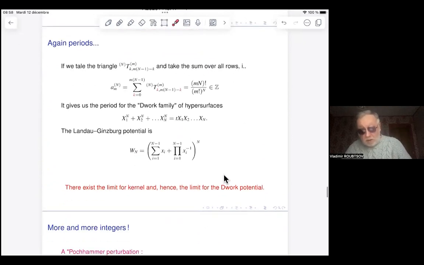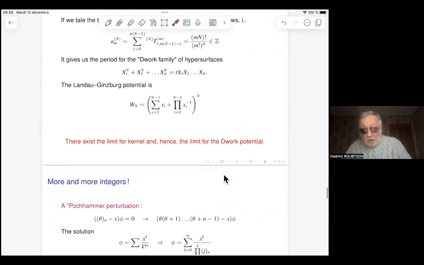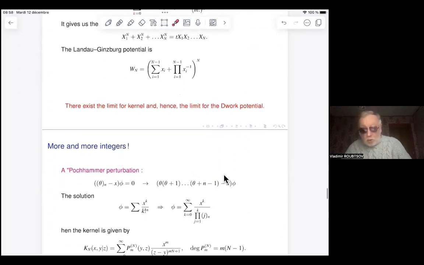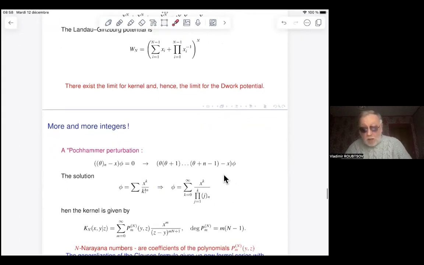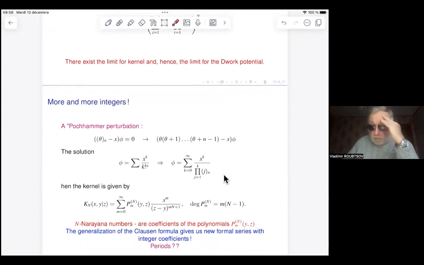It's a theorem. I didn't formulate it, but it's a theorem. And I will have the end of my talk to show you more integers. Now, instead of Bessel equation, I will put so-called Pochhammer perturbation. Pochhammer perturbation means that I take the following differential operator.